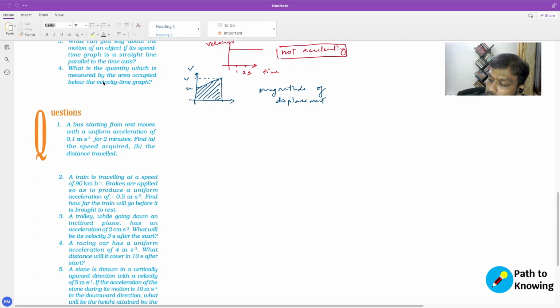So the quantity which is measured by this area is actually the magnitude of displacement.